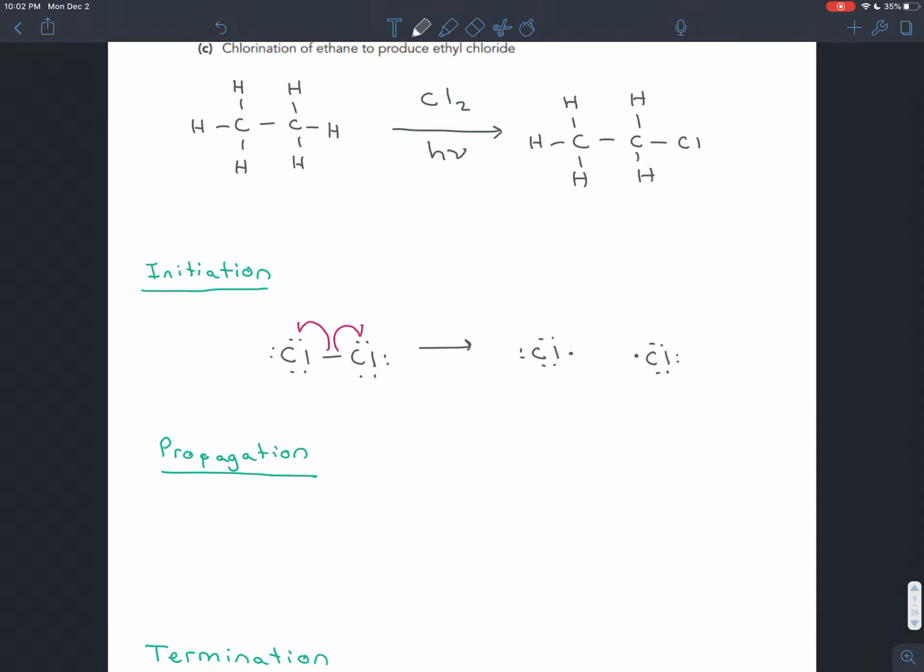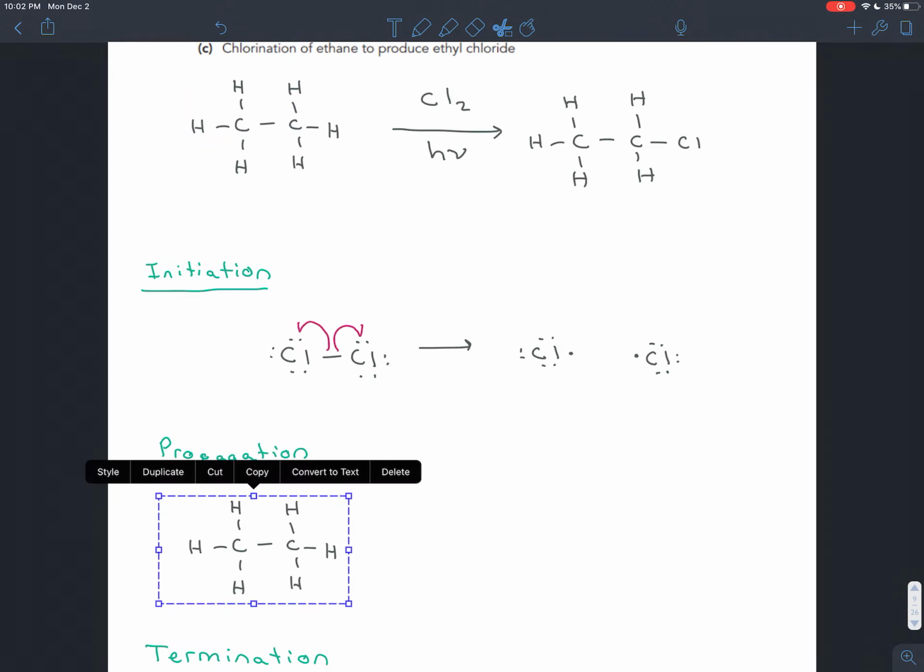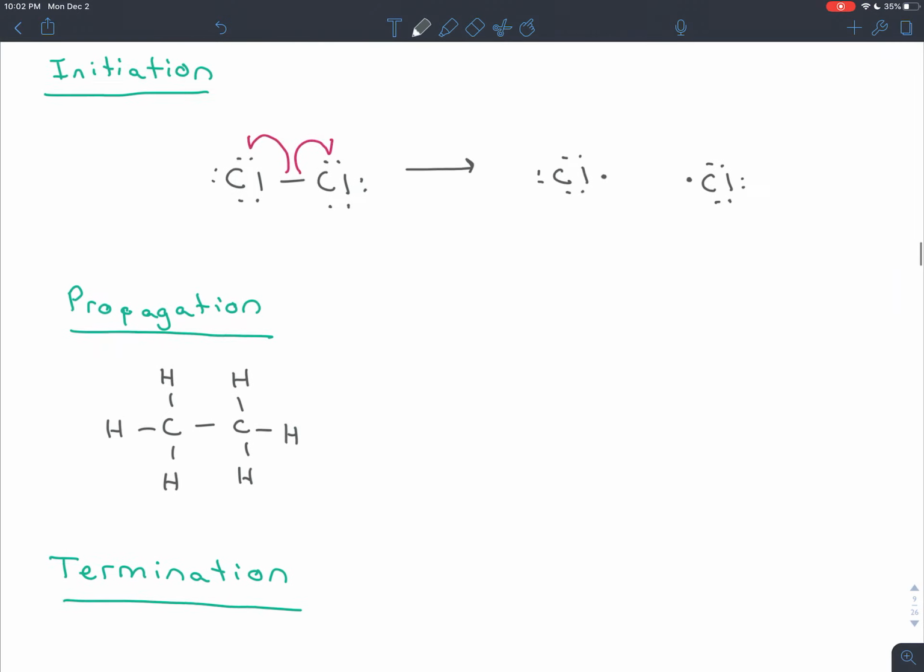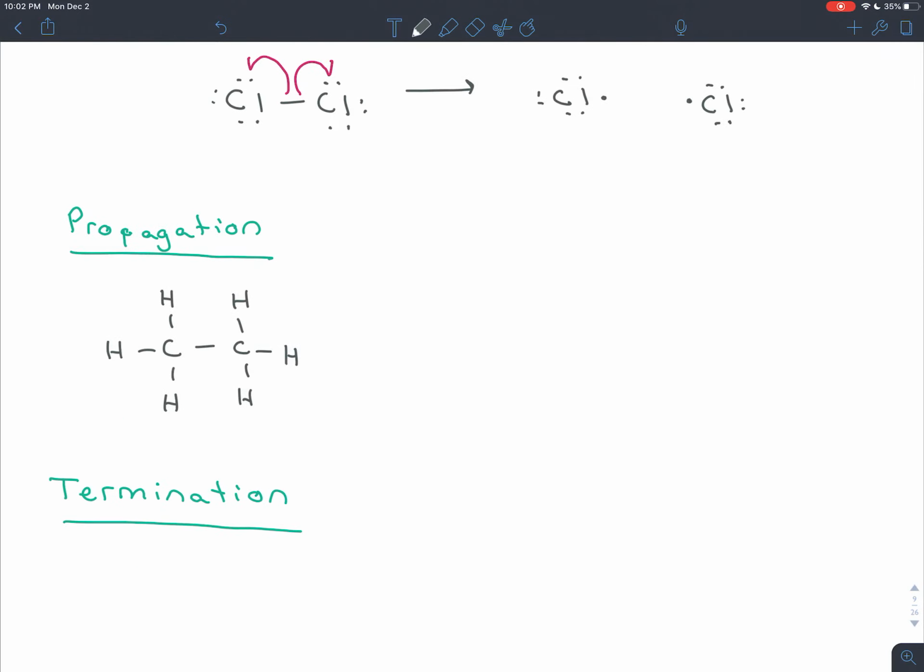Okay, so that's the initiation step, homolytic cleavage to create two radicals. After you have those radicals, those really reactive molecules, you can do a propagation step to make them react with an otherwise really unreactive molecule. I mean, if you notice that here you have an alkane. Alkanes are very stable. They don't have any partial charges. They don't have any electronegativity.